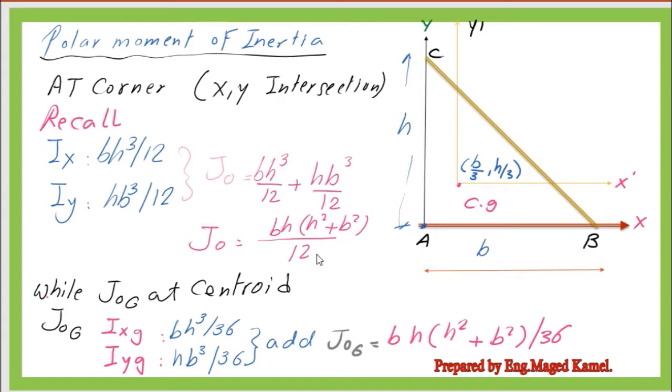If we want to get the same expression, but this time for the polar moment of inertia at the CG, we have x dash and y dash intersecting at the CG, apart by distance b over 3 from the y-axis in the x direction, and h over 3 from the x-axis. And we have proved before that Ixg and Iyg equal bh cubed over 36 and hb cubed over 36. Adding them together, J naught at G equals bh times h squared plus b squared divided by 36.